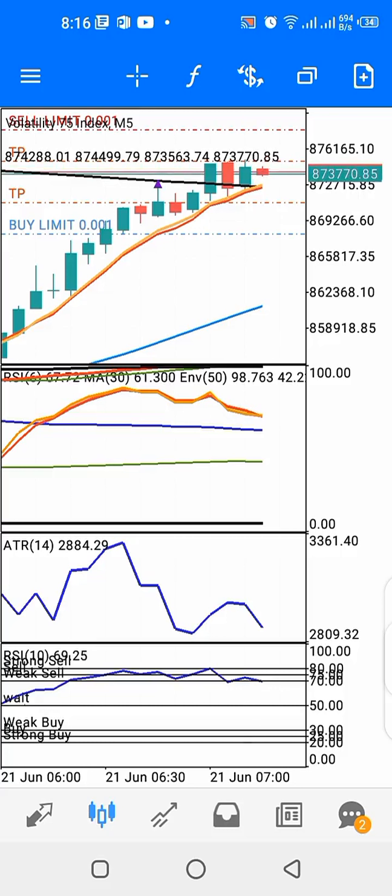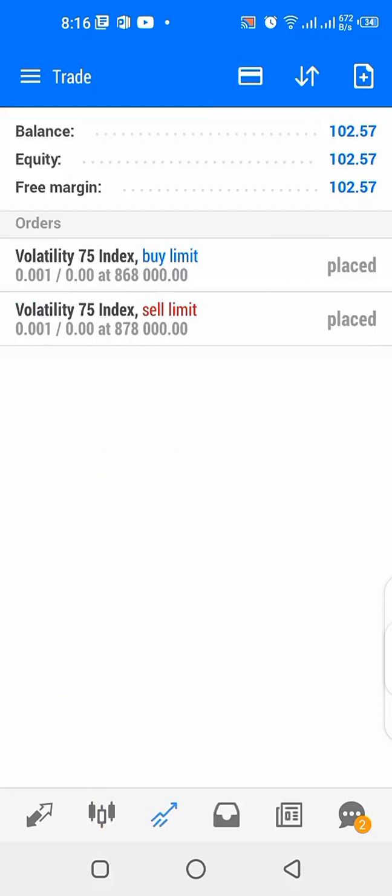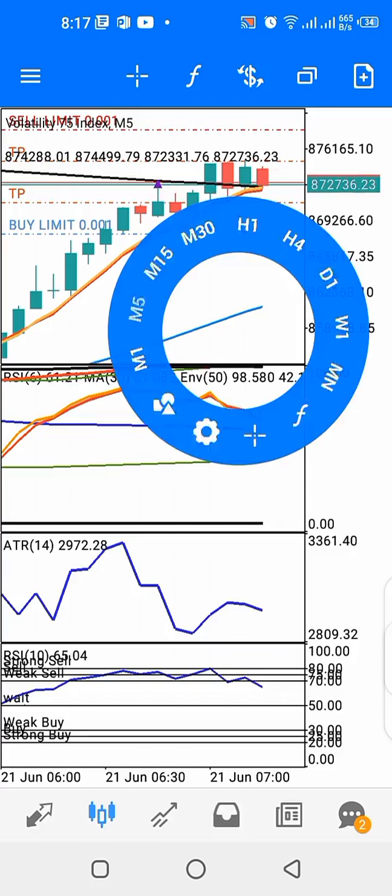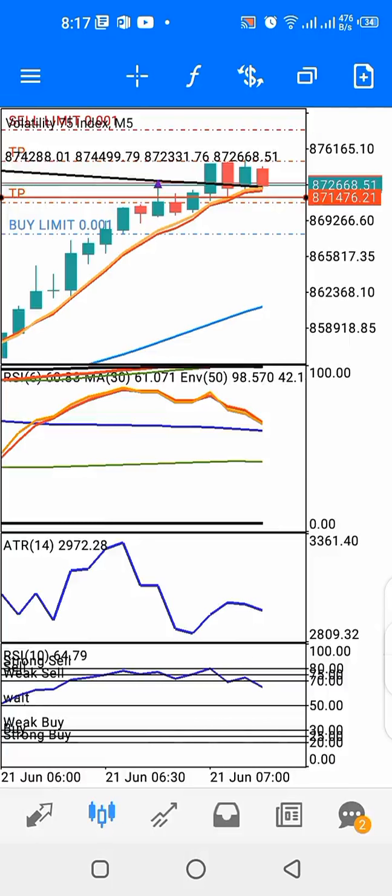That will now allow me to scalp in both directions, to scalp some profit upwards or downwards. So that's basically all about the advanced Grail-Hedge strategy. Okay, you can see 868,000 for the buy limit, 878,000 for the sell limit, and I was able to set 3,000 points as the take profit.